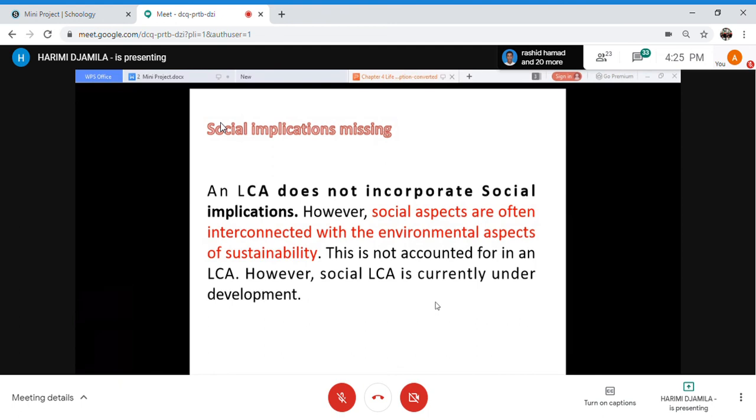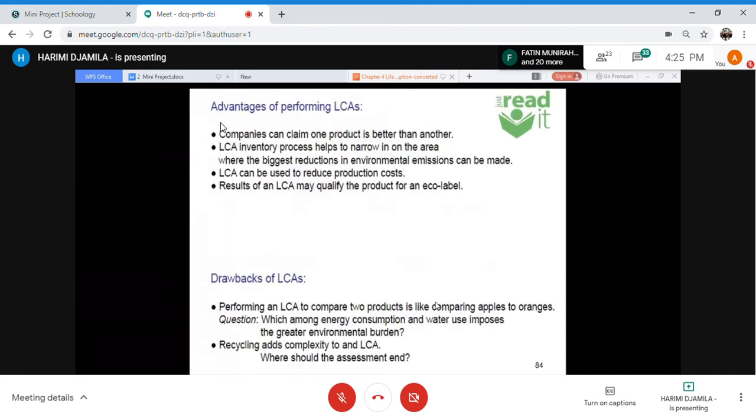However, social life cycle assessment is currently under development, so it's in the process of being developed. For that reason, mostly the focus will be on the environmental aspect and the cost aspect. But social is indirectly included somehow, though not fully, in the environmental aspect.